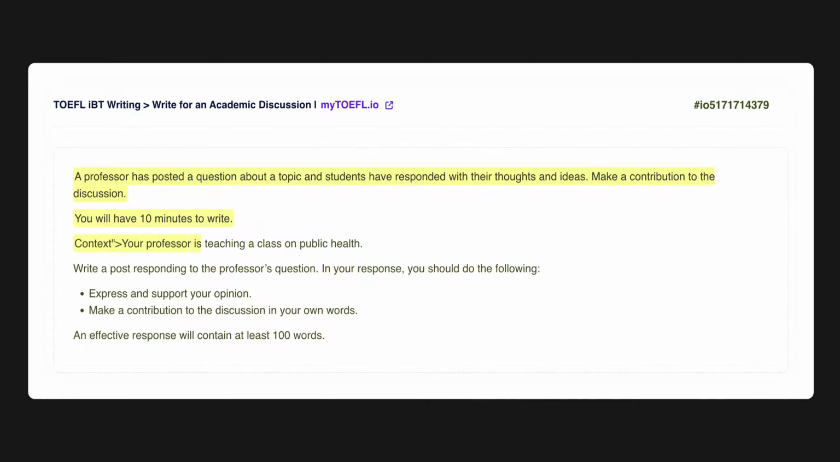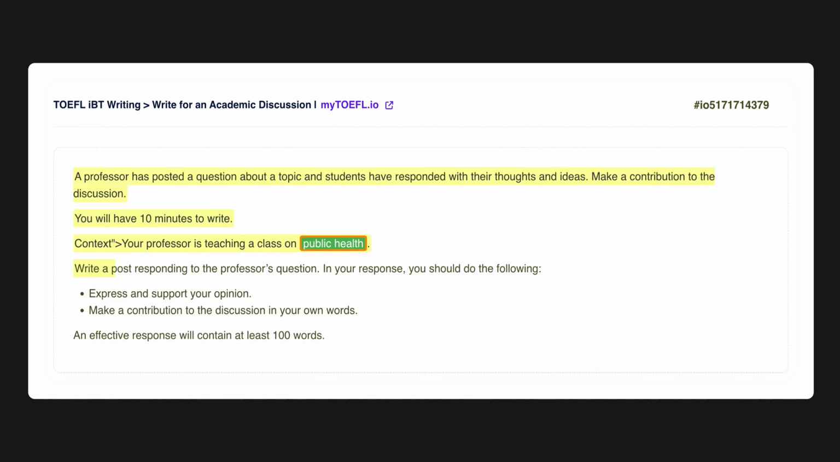Your professor is teaching a class on public health. We are setting the stage in a public health class. This context is vital because your writing should sound like a student in a university setting. Understanding that we are discussing public health helps us choose the right vocabulary, like wellness, prevention, and community well-being.